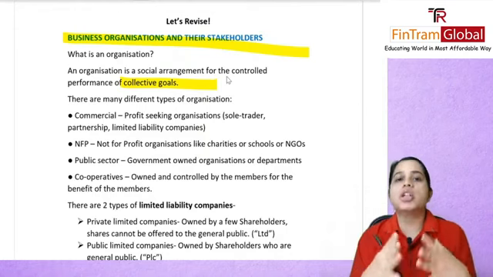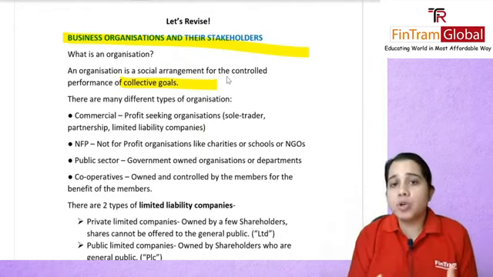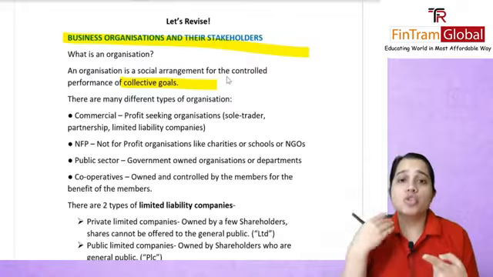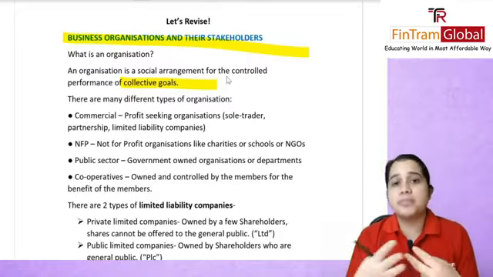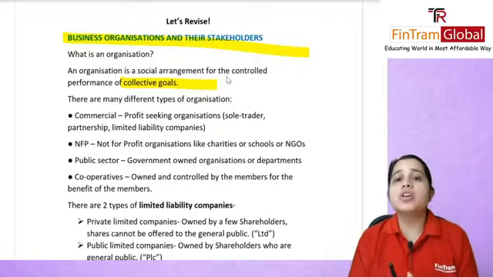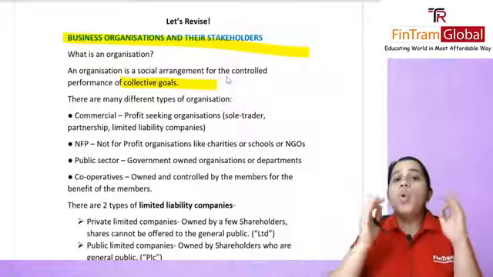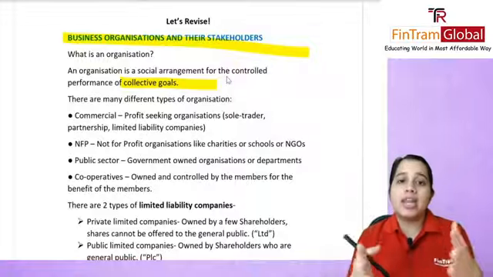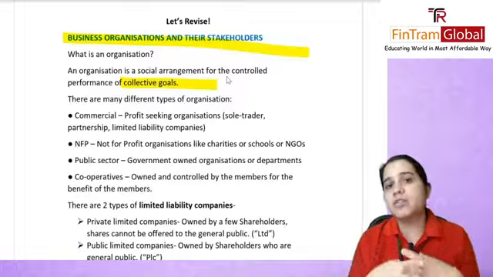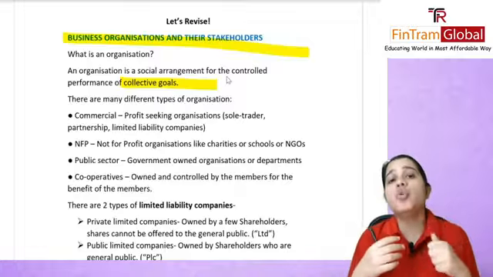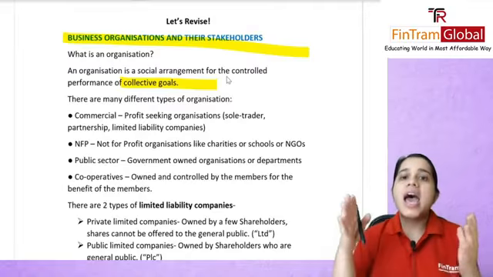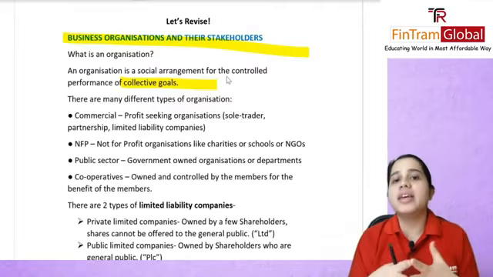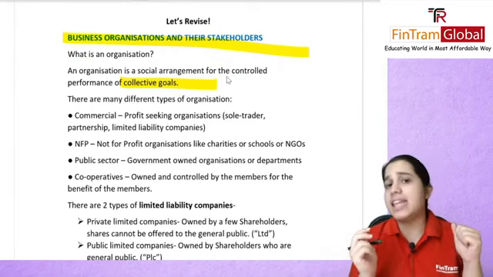So as such, in an organization, you will have some goals, right? You could have a goal as such to increase or maximize your profit, or it could be that you want to give something to the society. If you are working for the society, profit may not be your ultimate motive. So whatever is your goal, in an organization, you will have these collective goals, and you will be controlling the performance of these employees who are working towards achieving these goals. And all of these employees are in a social arrangement, like you will have hierarchies and levels.